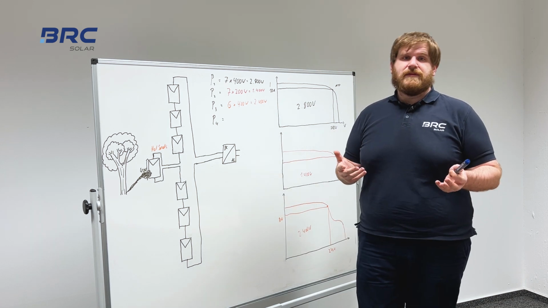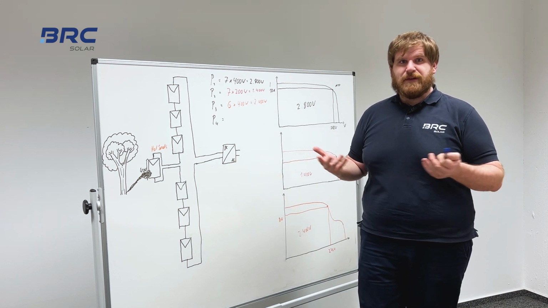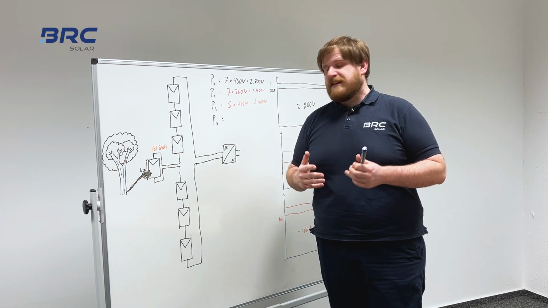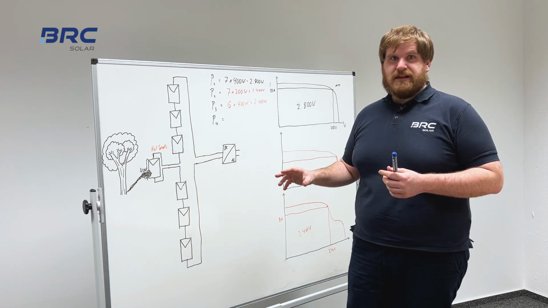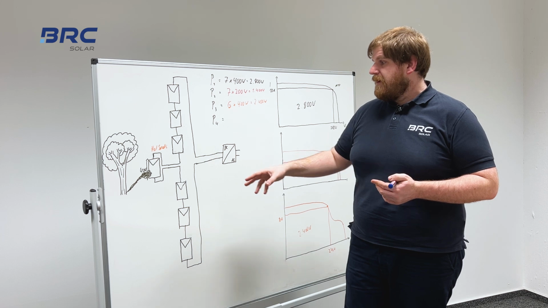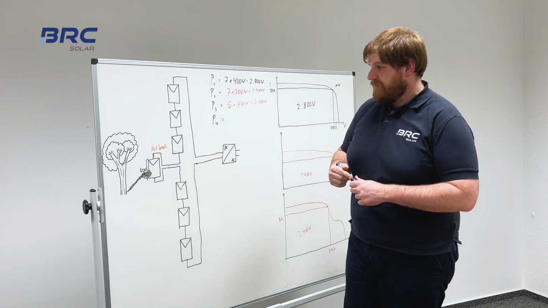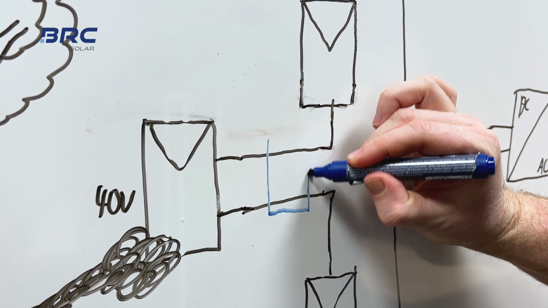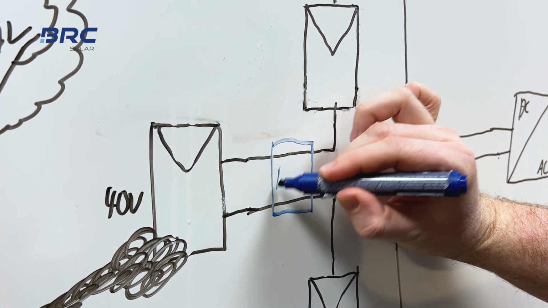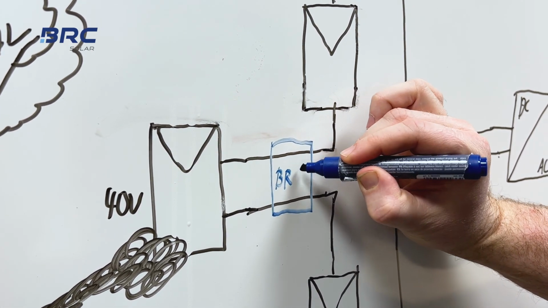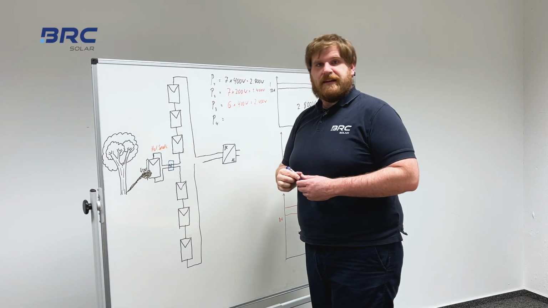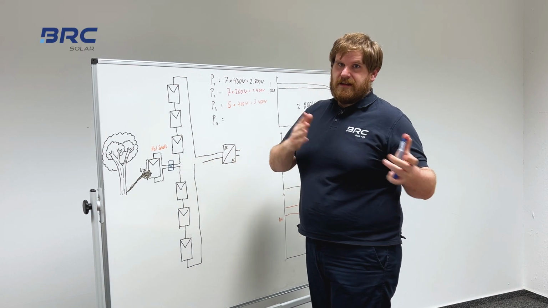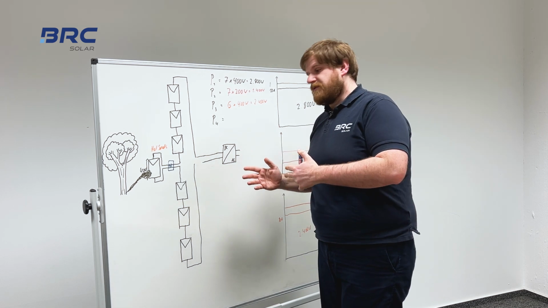Now let's see what happens if we use an optimizer by BRC. With the BRC optimizer, the good thing is you just need one optimizer in this scenario, so you don't need it everywhere, but just on this one shaded module. So we install now the BRC optimizer right on the one problematic module. And we now divide the electronic world into 2 worlds, a world on the side of the module and the world on the side of the string.